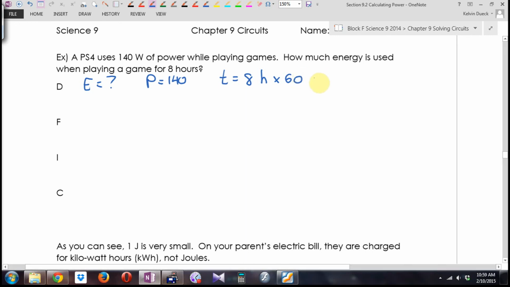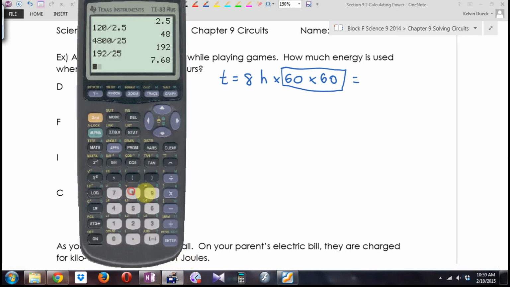Times it by 60. Did I, on your yellow formula sheet, give you a shortcut to go from hours to seconds somewhere? An hour equals 60 minutes equals 3,600 seconds. If you want a shortcut to go straight to seconds, it's times by 3,600. It's times by 60 times by 60. So, what is 8 times 60 times 60? Let's find it. I get 28,800 seconds.